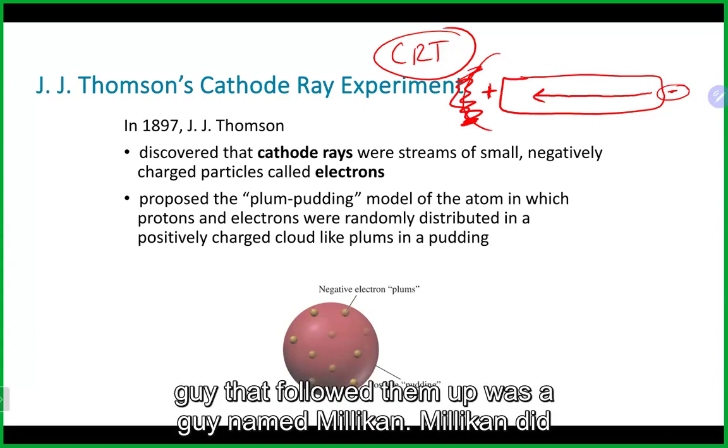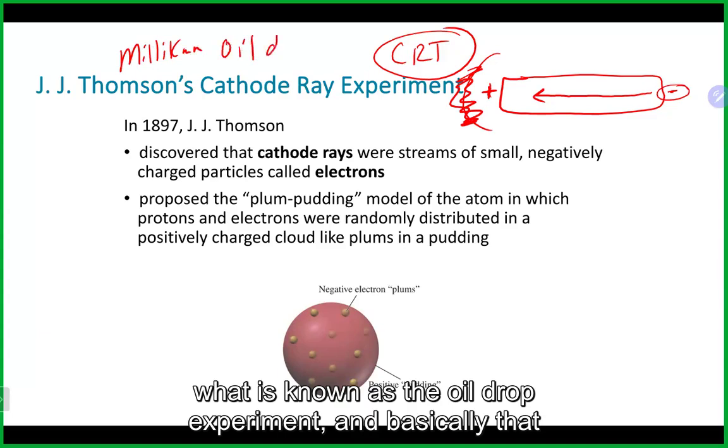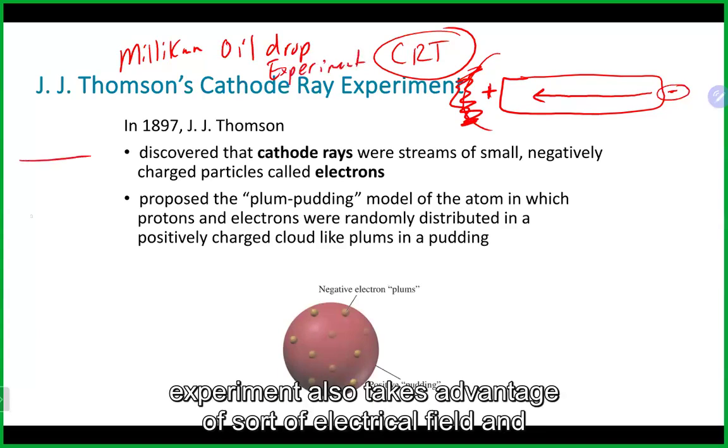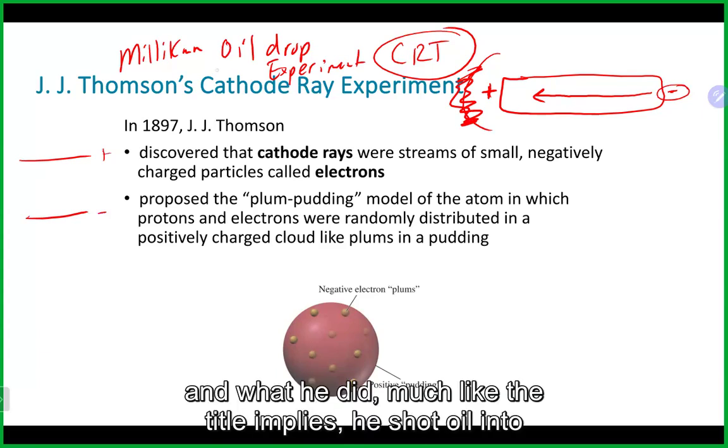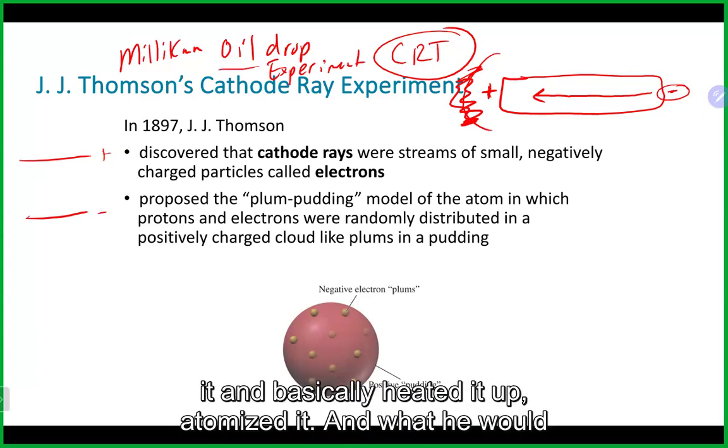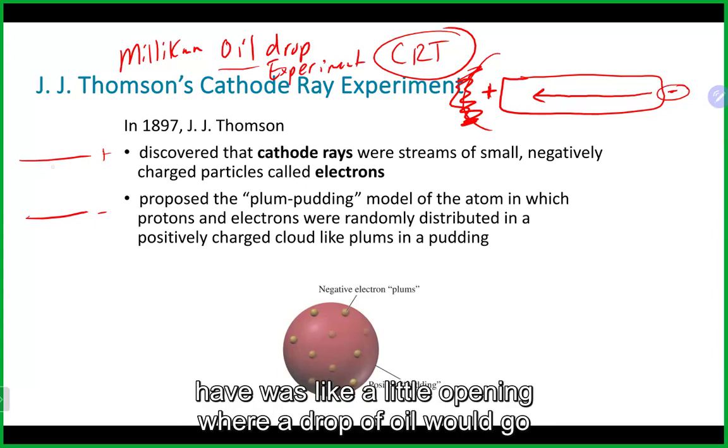A guy that followed him up was Millikan. Millikan did what is known as the oil drop experiment. That experiment also takes advantage of an electrical field and charges. He had a chamber where there was an electrical field, and much like the title implies, he shot oil into it and heated it up, atomizing it. He had a little opening where a drop of oil would go through.